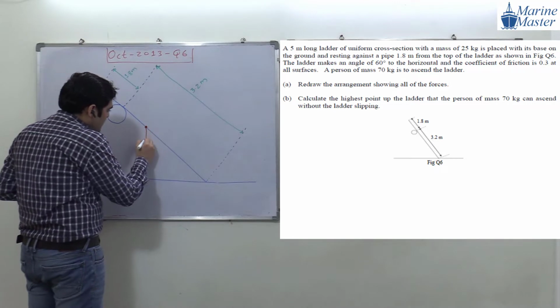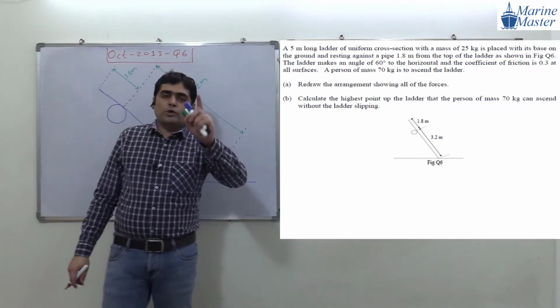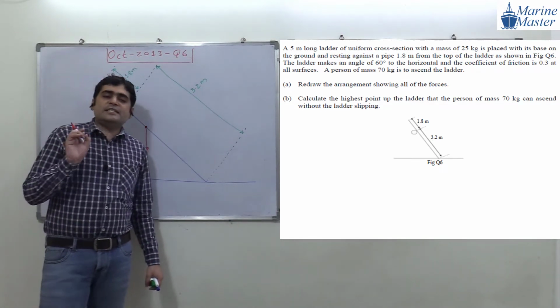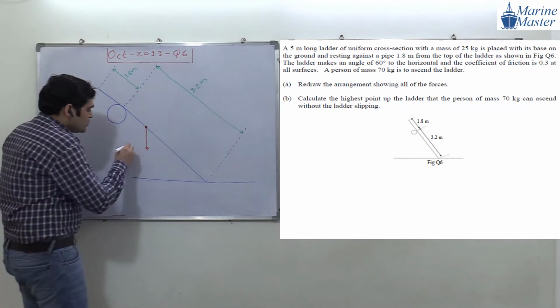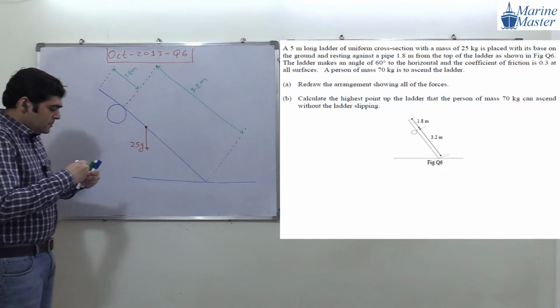And how much is the mass of the ladder? They have given us 25 kilogram as the mass of the ladder. So how much will be the weight? 25 g. G stands for acceleration due to gravity. So the weight will be 25 g. And what will be this distance?